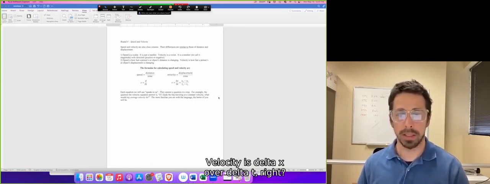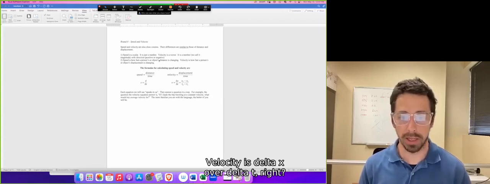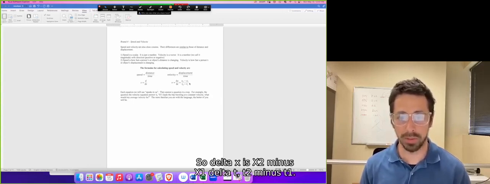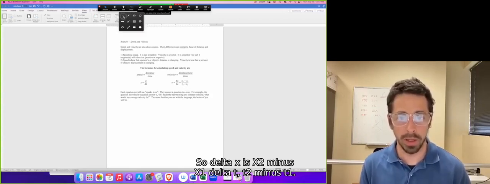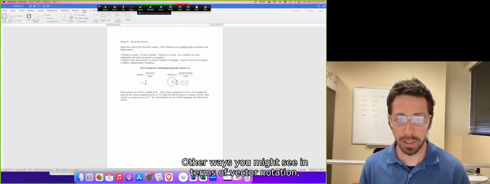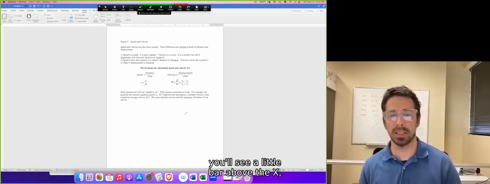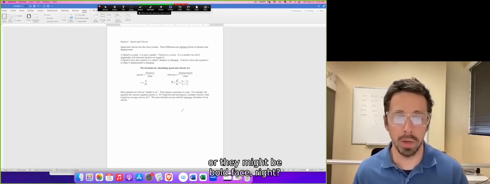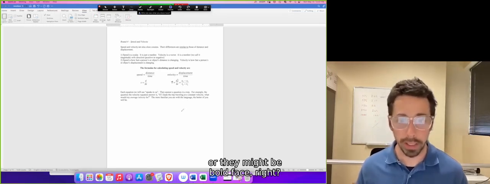Velocity is delta x over delta t, right? So that delta x is x2 minus x1, delta t, t2 minus t1. Other ways you might see in terms of vector notation, you'll see a little bar above the x and a bar above the v, or they might be boldface, right?